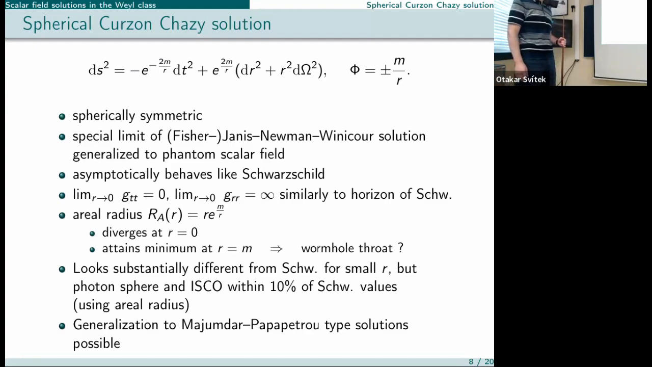How does the TT component of Weyl look? Near the throat, its R equals M, so it will be e to minus 2. So it's some finite value. You said that you couldn't extend the embedding diagram further. Do you know if both ends are asymptotically flat? I will get to it.